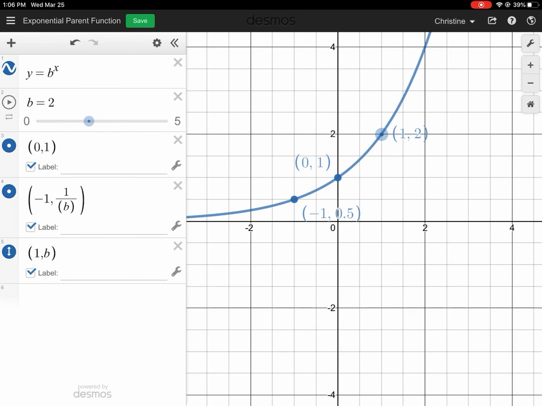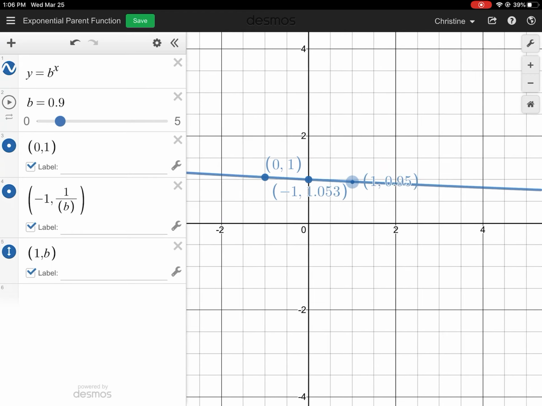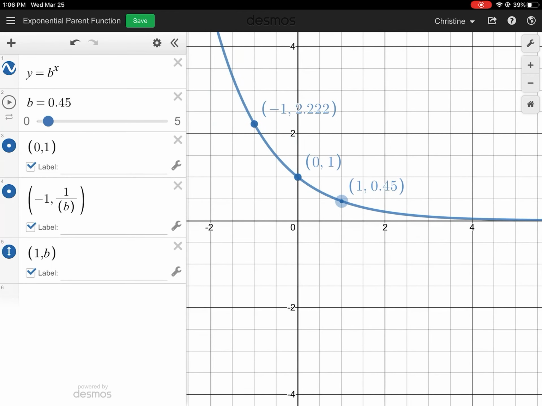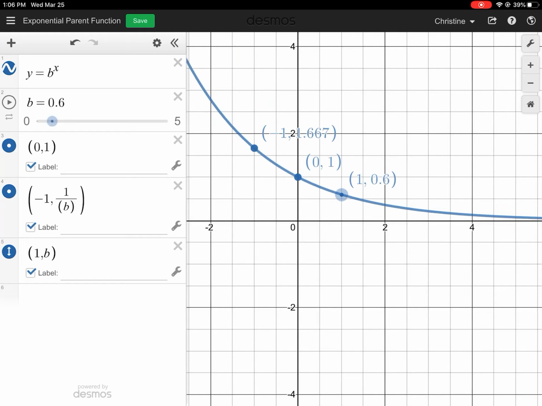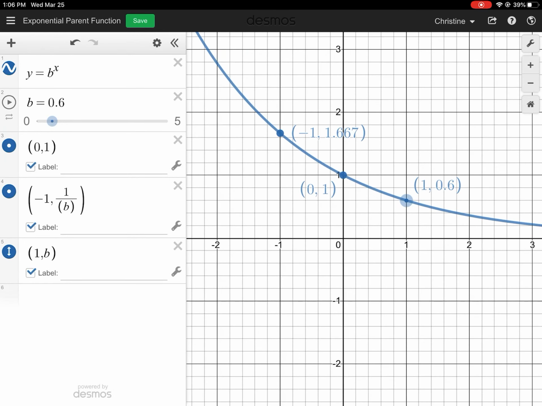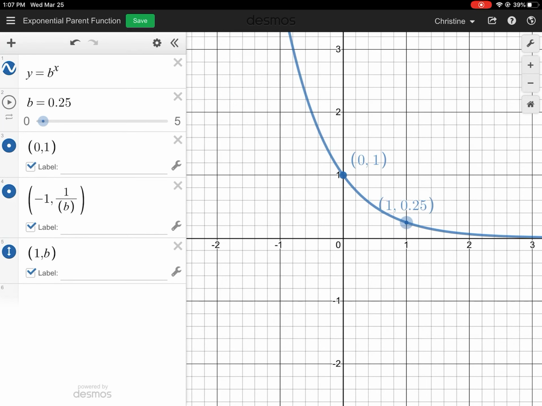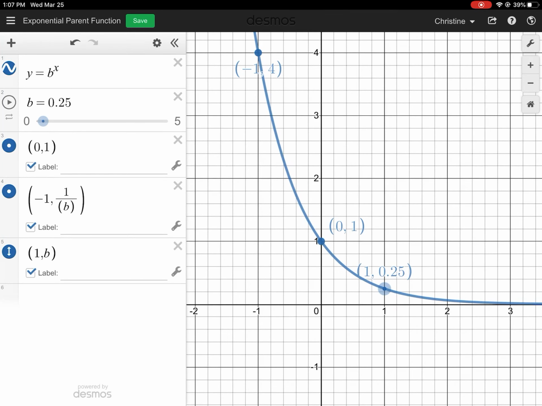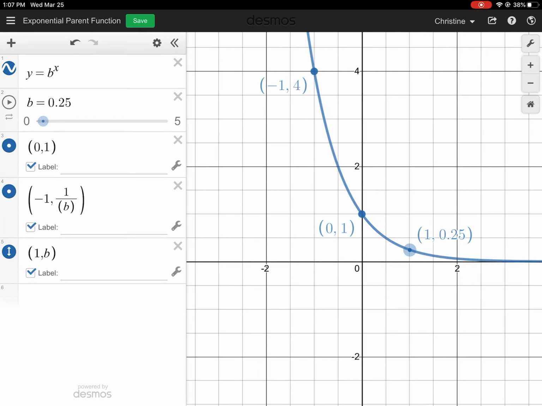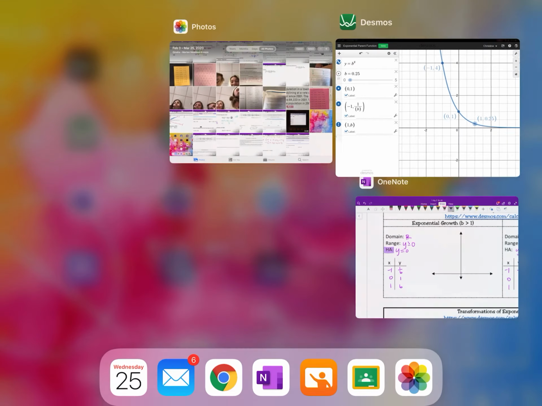Now, when we have exponential decay, that is when b is somewhere between 0 and 1. So if we let b stop at 0.5 or close to it at least, 0.6 works, then you still have those same 3 points. You still have the point (1, b), whatever that b is. So if we let b be 0.25, we still have the point (0, 1), and we still have the point (-1, 1 over b). It involves a little bit of fraction work, but it's still the same 3 parent points. Your b value is just a little different, and that's okay.